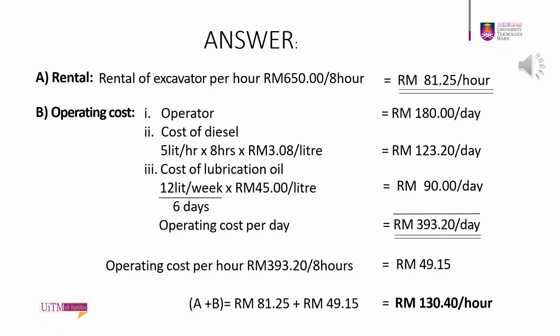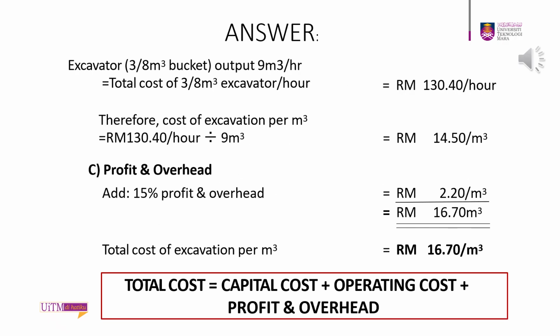Dividing this by 8 hours gives $49.15 per hour. To get the total machine cost per hour, we add the rental and operating costs, $81.25 plus $49.15 equals $130.40 per hour. This is the hourly cost of excavation using a rented excavator. Now, we calculate the final excavation rate using the rented excavator.